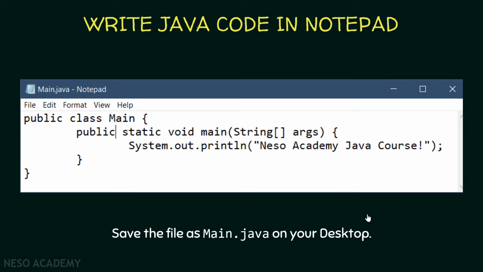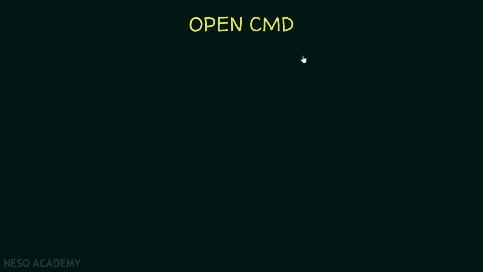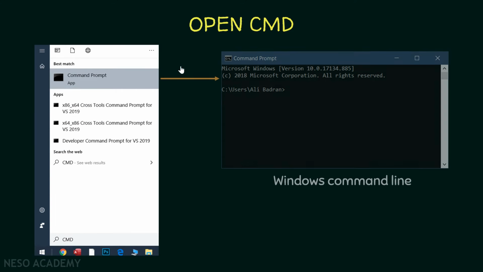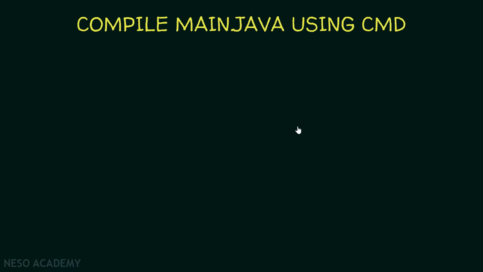So to be able to compile and run our code, we will need to use the command line. Just like before, search for CMD in your start menu and open the application. This is the Windows command line, and basically over here, we can execute some commands. So we are going to execute a command to compile our Java file. And after that, we will execute a command to run our Java program. Okay? So let's see how we can compile the main.java file using CMD.